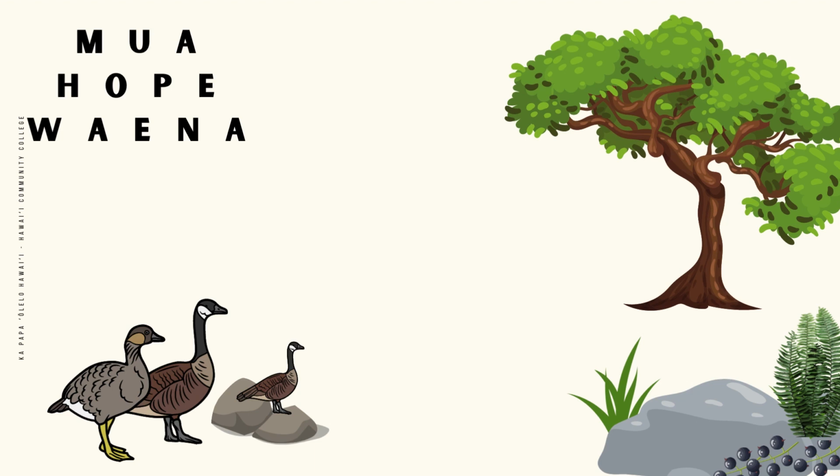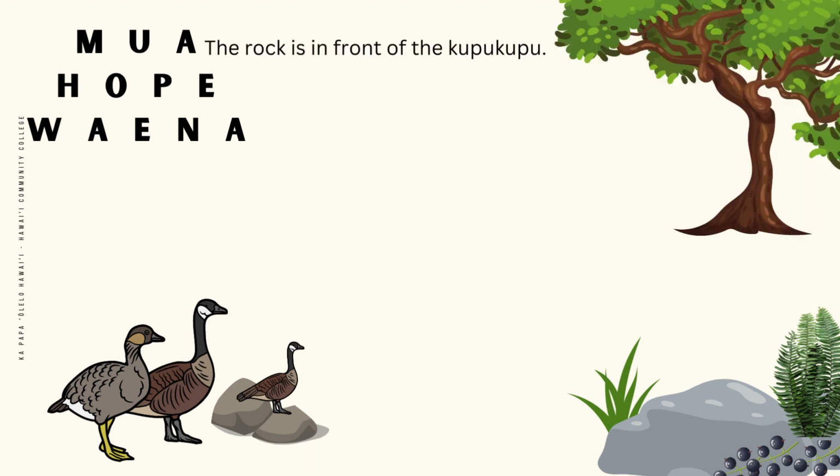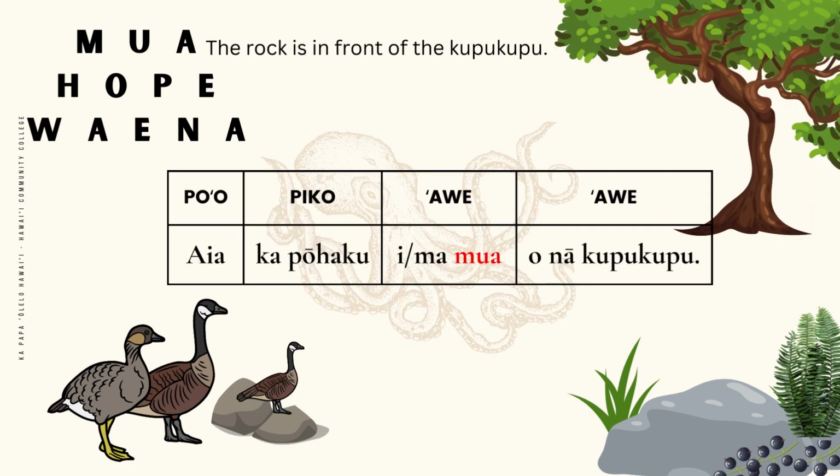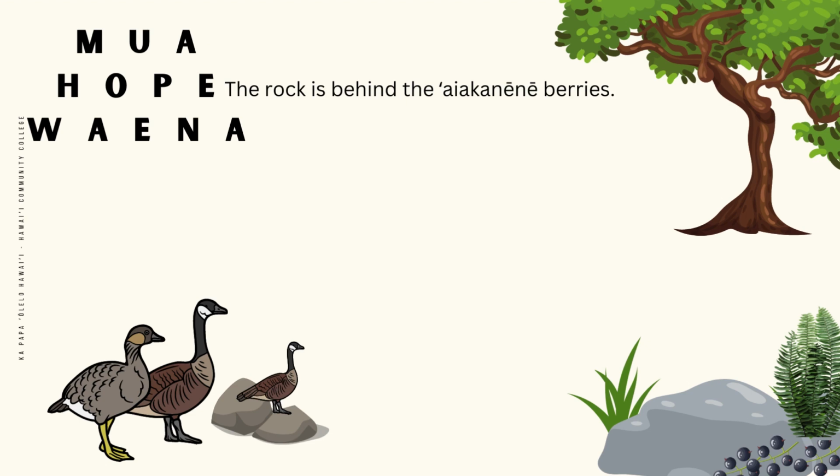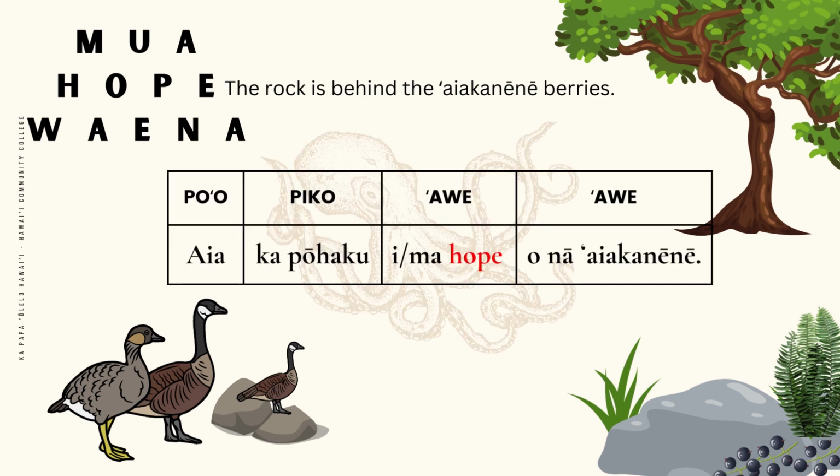Next up, mua, hope, and waena. Mua means in front or before. Hope means in back of or behind. Waena means in the middle or between. The rock is in front of the kupu-kupu. Aia ka pōhaku I mua o nā kupu-kupu. The rock is behind the aiakanene berries. Aia ka pōhaku I hope o nā aiakanene.